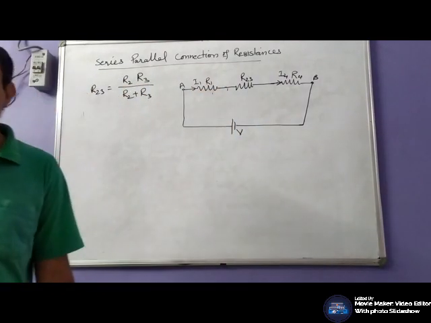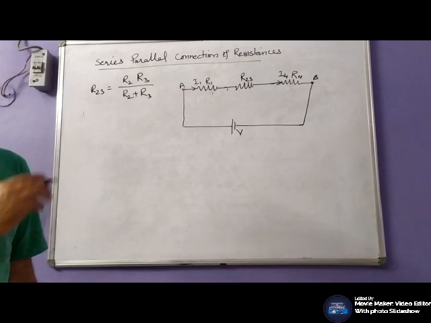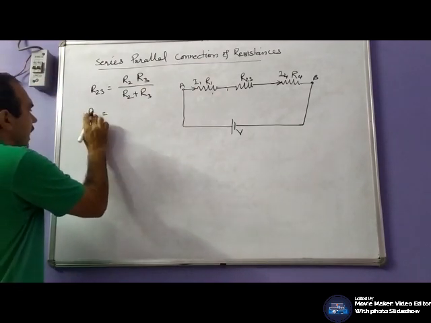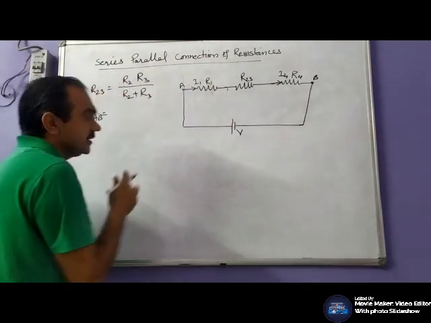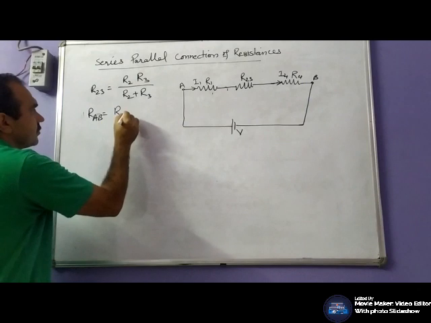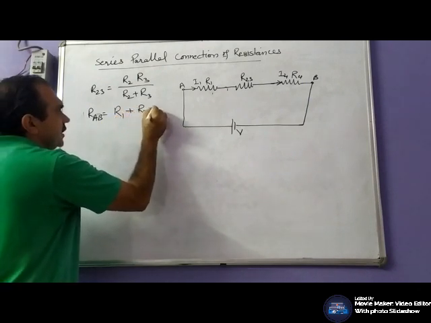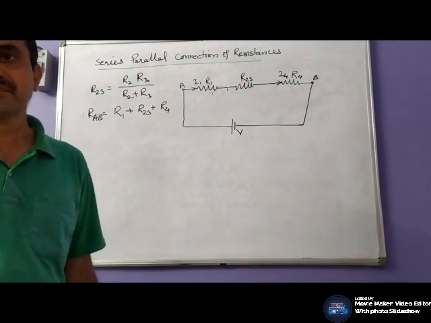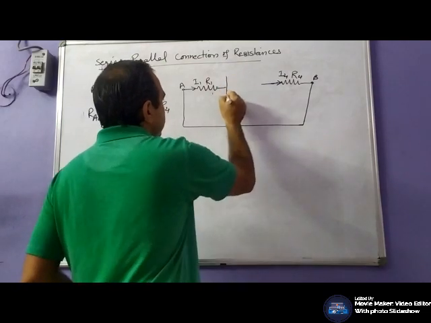Now all the resistances are connected in series. So the equivalent resistance of the circuit, or R_AB, the resistance between terminals A and B, would be R1 plus R23 plus R4. Now come back to our original circuit.